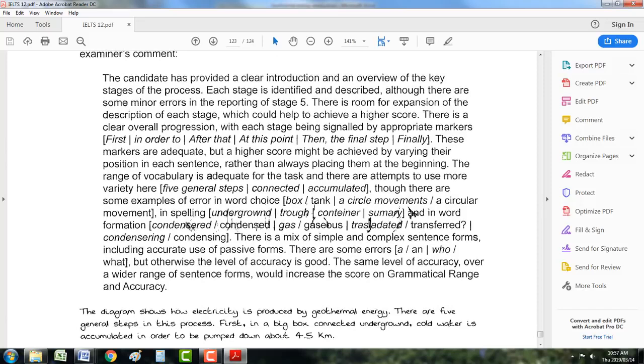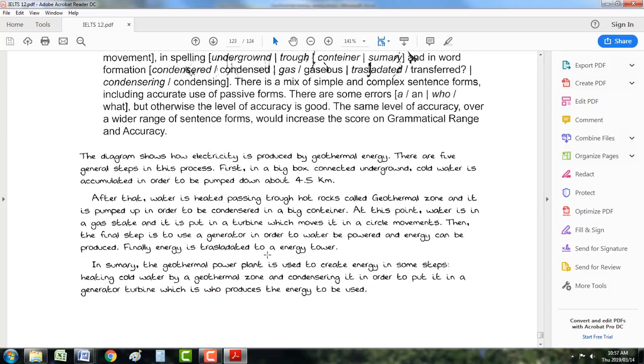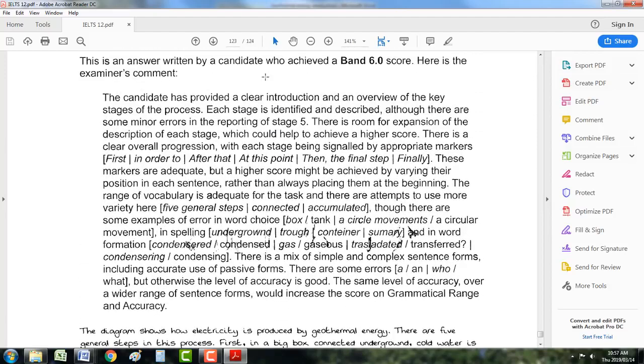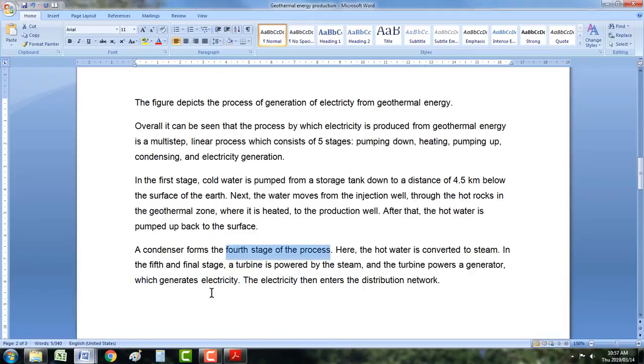Word formation, yes, a couple of errors. That's changing between nouns and adjectives. Mix of simple and complex, accurate use of passive. So he mentions the passive for the process. Some errors, otherwise fine. All right, good. Take a look at that if you want, but you can see the examiner mentioned all of the things that I focused on in this essay.